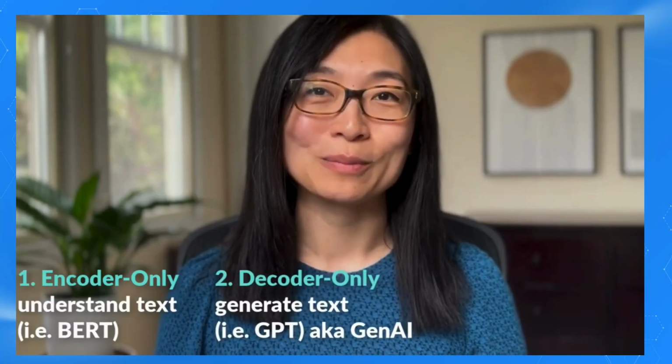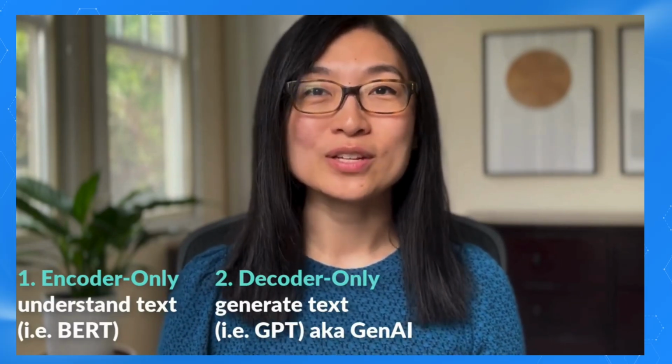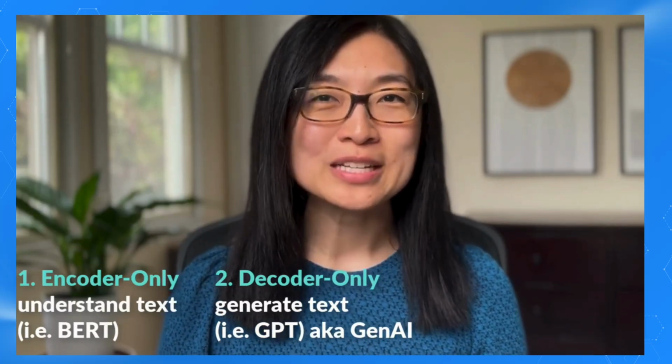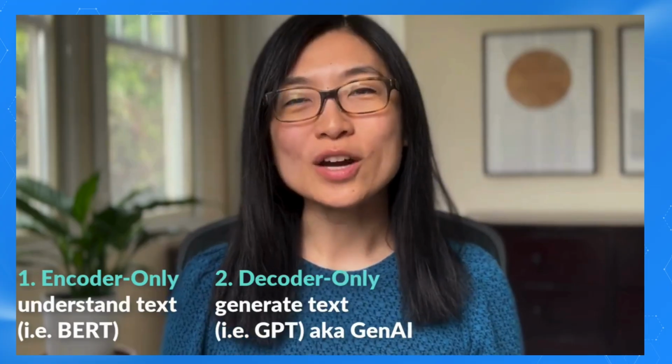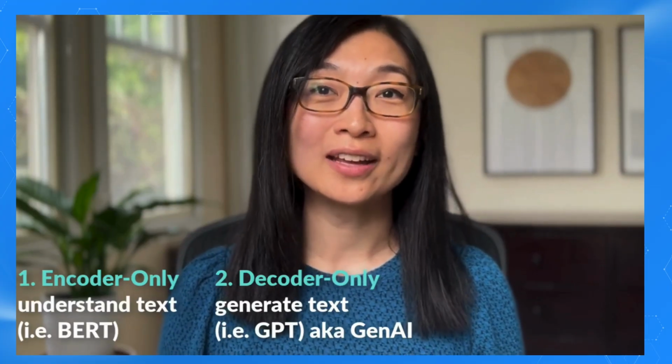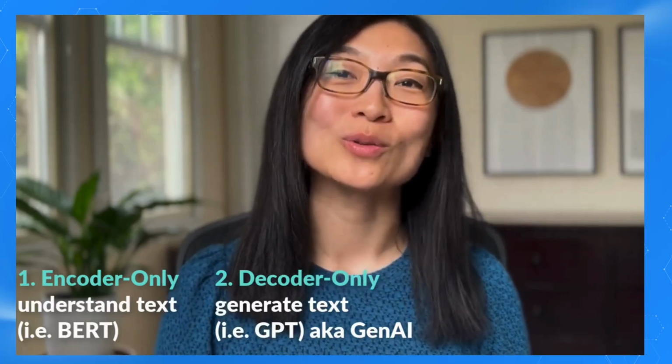Then you have decoder-only models, and these are used to generate text. So you can give it a prompt and they predict one word at a time. GPT models like ChatGPT by OpenAI all fall into this group. And when we talk about Gen AI or generative AI, where AI creates new content, decoder-only models are what's used to create new text content.